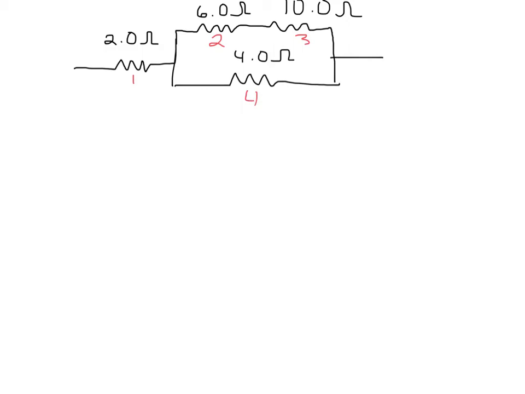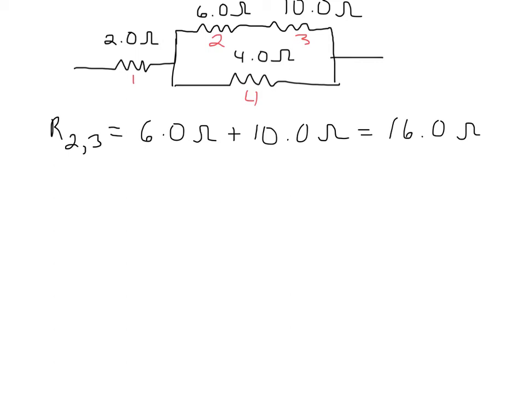Alright, so this is a circuit that has a combination of series and parallel resistors. 2 and 3 are in series, and that whole thing is in parallel with number 4. And then 2, 3, and 4, that whole thing is in series with number 1. So we're going to work from the inside out. The first thing we solve for is the total resistance of resistors 2 and 3. Since they're in series, that just equals resistor 2 plus resistor 3, so 6.0 ohms plus 10.0 ohms equals 16.0 ohms.